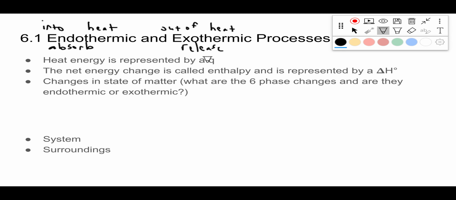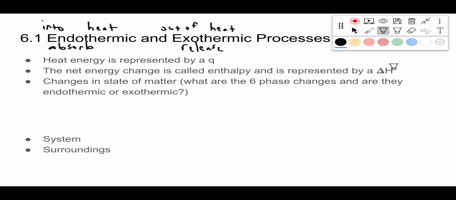Heat energy is going to be represented, when we start dealing with calculations, by the letter Q. The net energy change is called enthalpy. And this is a big word that we see all year long when we start talking about chemical reactions and heat, or just energy. It doesn't have to necessarily be heat. It could be just energy. It's represented by delta H.